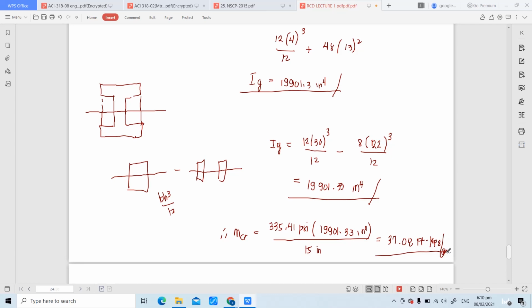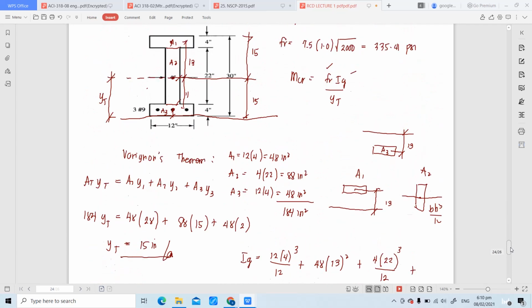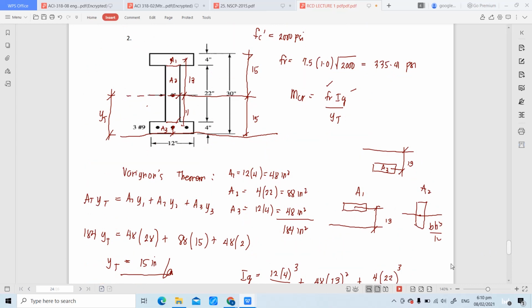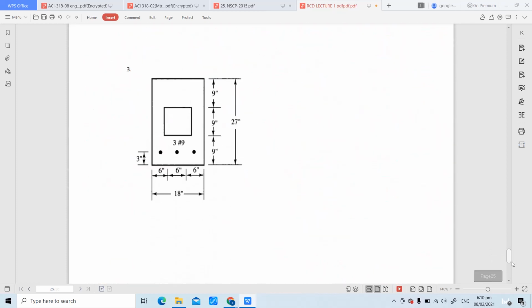Okay, and this is the requirement for this given cross-section. Any questions po? Okay. Tahimik, I suppose wala. Another cross-section. Again, sabi natin f'c ay 2,000 ulit. Na-solve nyo na yun, no? f sub r, parehas lang 335.41 psi. So, cracking moment, formula ay f sub r, I sub G over y sub t.